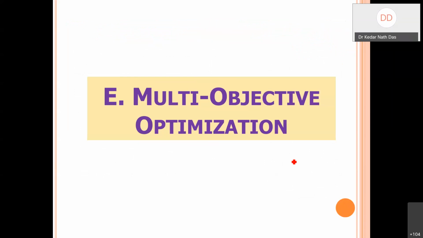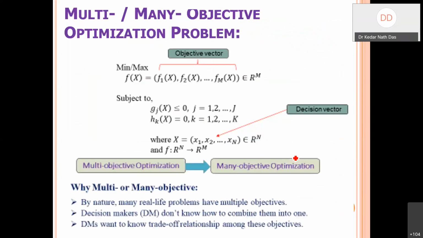Now, multi-objective optimization, I am not going to move into in detail. I will give you a small hint about it. If the number of objectives is 2 or more, then we can name it multi-objective or many-objective optimization academically.